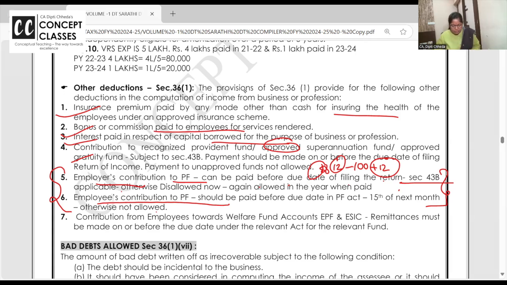I also explained a snippet on this, and everyone understood that. See, the employee's contribution to PF should be paid before the due date as per the PF Act. That's the 15th of the next month. February's by March 15th, March's by April 15th. Ma'am, but if not April 15th, we will pay before the due date. No. The employee's contribution, if not made by the 15th of the next month, is disallowed. The employer's contribution, if it is not made by the due date, no problem. You can do it later, okay? So if you make it before the due date of filing the return, it's covered in 43B, allowed. The employee's contribution, if you don't make it by the 15th of the next month, is disallowed.